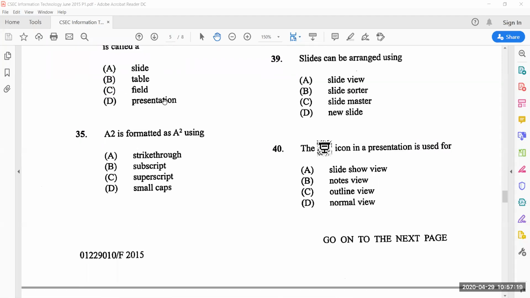A2 is formatted as A, and they have the 2 using what do you call that formatting feature? Says it's superscript. Yes, it is a superscript, right? Remember, if the text is to the top part of the letters, it is a superscript, and if it's the lower part, below the line, it is a subscript.